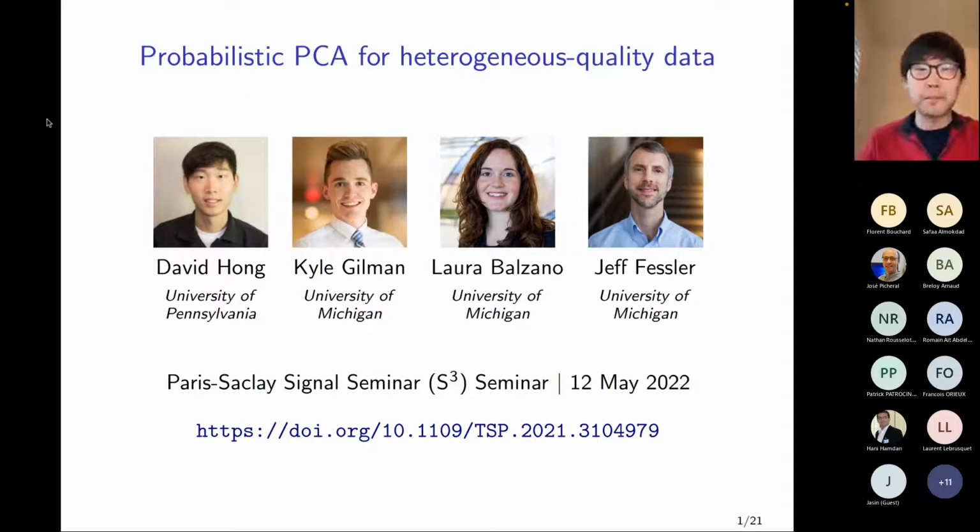Excited to be able to share with you all this work. Yep, this is work here on probabilistic PCA for heterogeneous quality data. So we'll see exactly what we mean by all of this. And this is joint work with Kyle Gilman, Laura Balzano, and Jeff Fessler, all at Michigan.